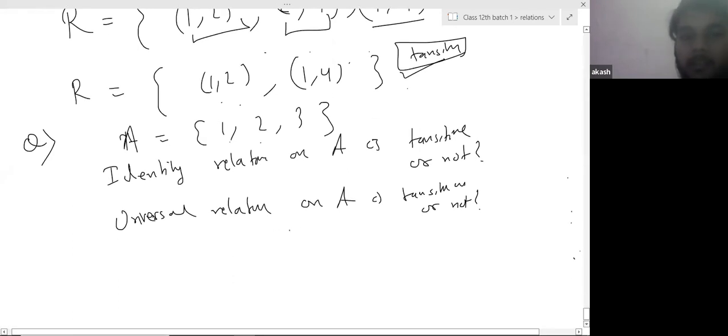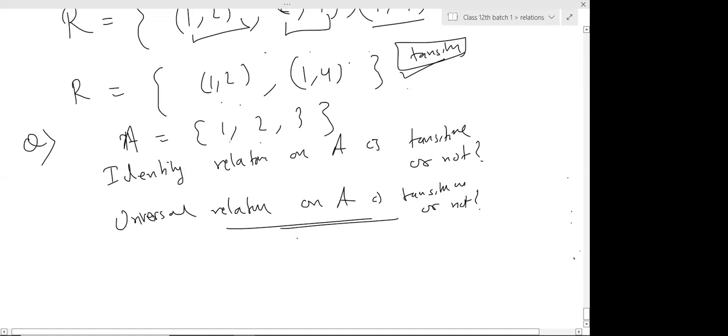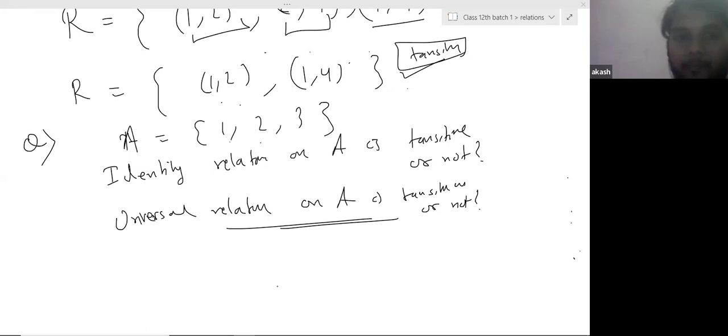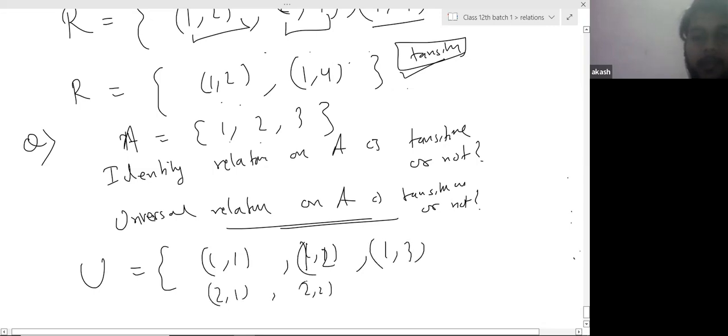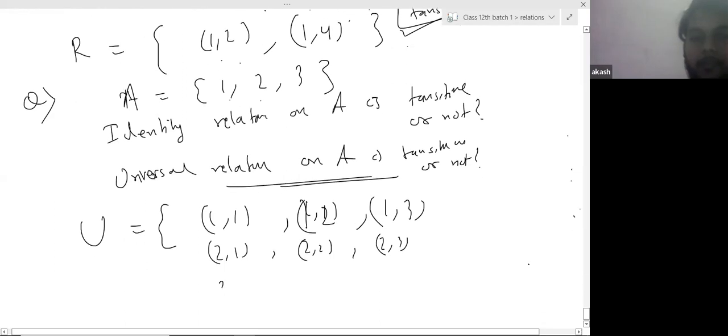Does anyone have the answer on this universal relation? I think, sir, it will be transitive. It will be transitive, right? So let's write. This is (1,1), (1,2), (1,3), (2,1), (2,2), (2,3), (3,1), (3,2), and (3,3).